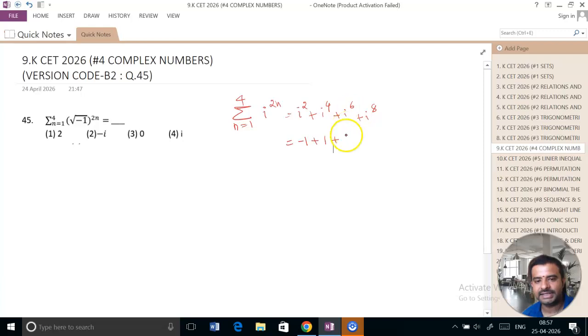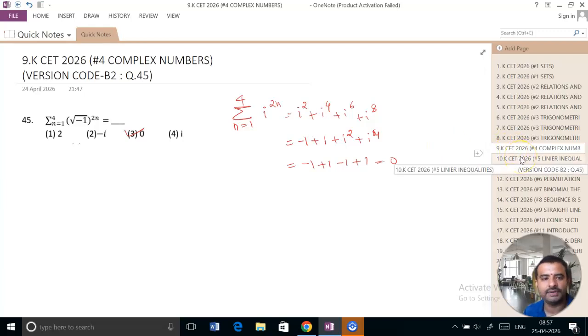Again i power 6 is minus 1, because i power 6 can be written as i square, and i power 8 can be written as i power 4 again. This can be written as minus 1 plus 1 minus 1 plus 1. So the answer will be 0. So option 3 is the right answer. And this year they gave only one question from complex numbers. Usually they ask only one question. So this year also they gave one question from complex numbers. The answer is option 3. I hope you all got the answer for this question.